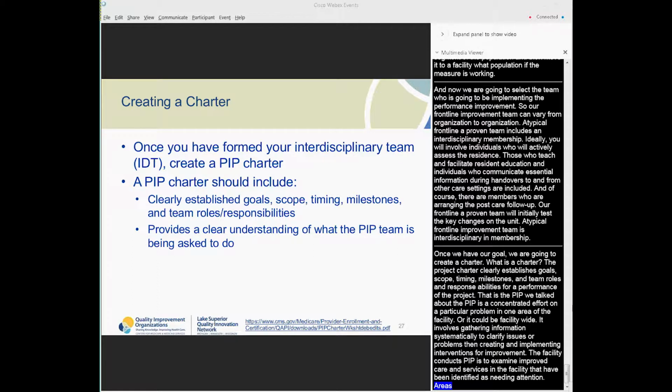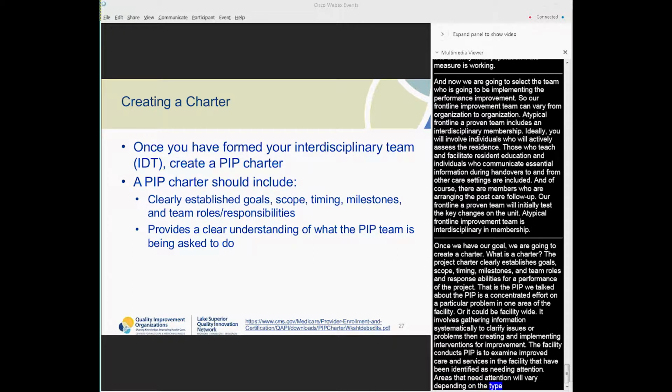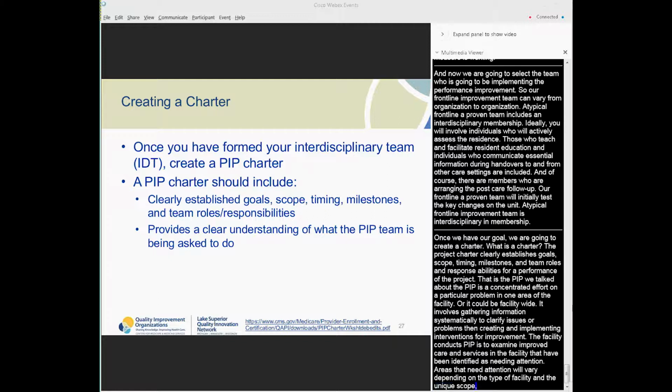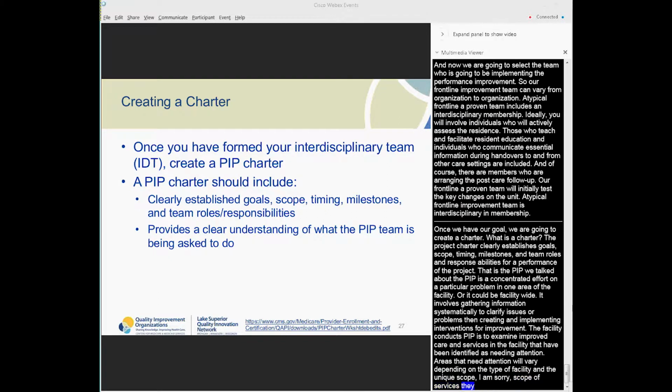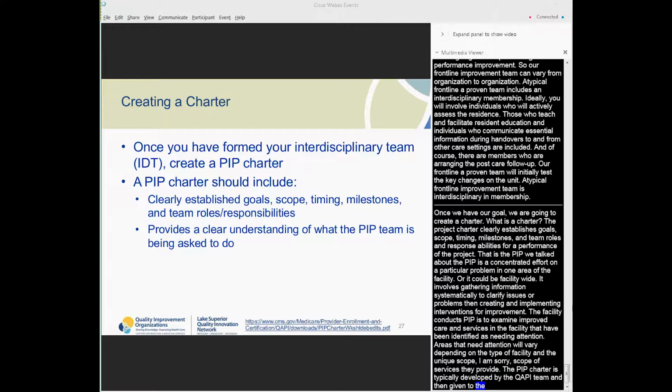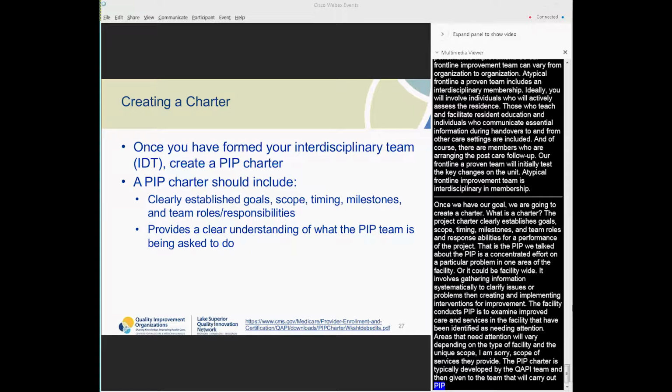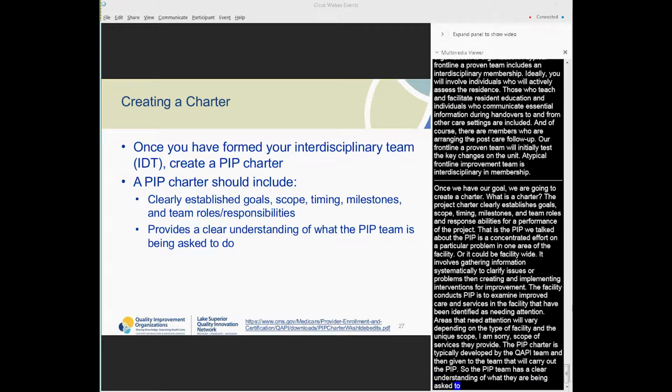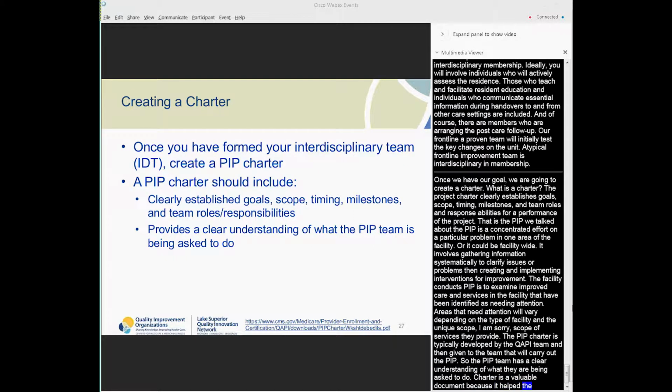The PIP charter is typically developed by the QA-PI team and then given to the team that will carry out the PIP. So the PIP team has a clear understanding of what they're being asked to do. The charter is a valuable document because it helps the team stay focused. However, the charter doesn't tell the team how to complete the work. Rather, it tells them what they're trying to accomplish.